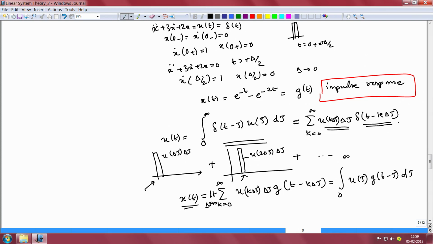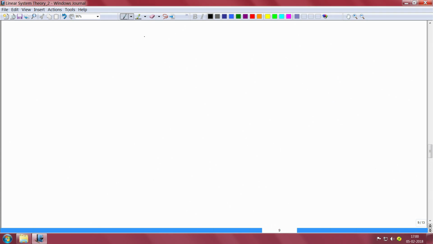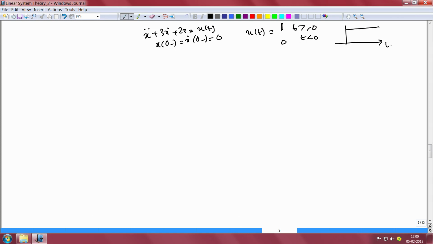Let us now illustrate this by means of a numerical example. For the same system that we considered before, namely x double dot plus 3x dot plus 2x is equal to u of t, with x of 0 minus equal to x dot of 0 minus equal to 0, let us try to obtain the response to the input u of t equal to 1 for t greater than or equal to 0 and 0 for t less than 0. This is called the Heaviside step. It changes its value from 0 to 1 at time t equal to 0.